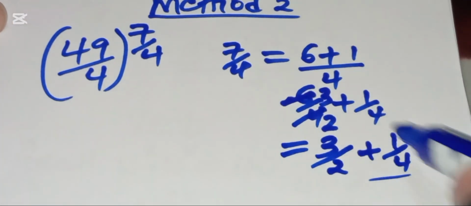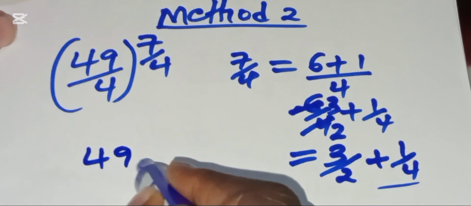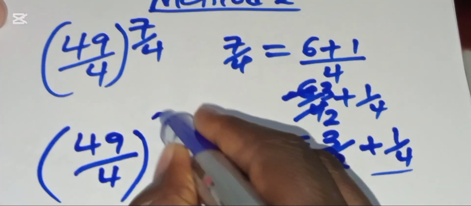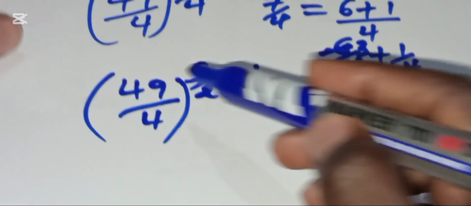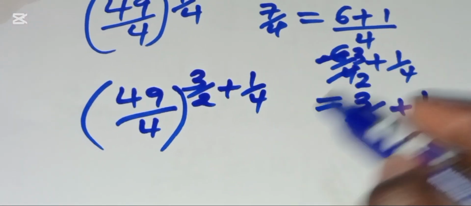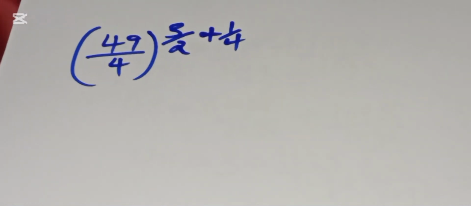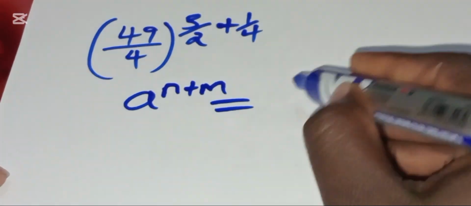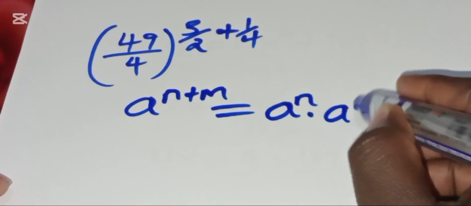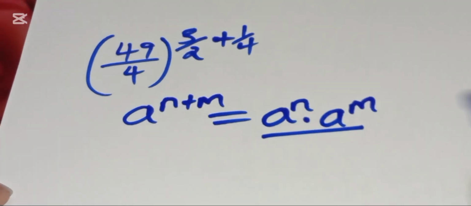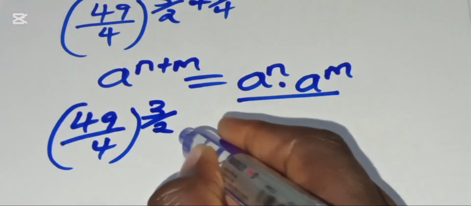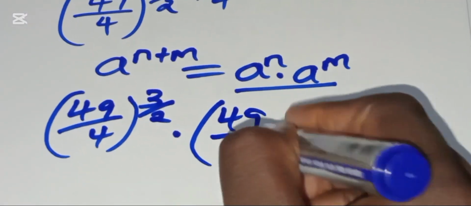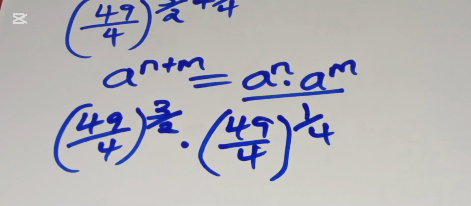Okay, so let's substitute this power back into our equation. We're going to have 49 divided by 4 raised to power 3 over 2 plus 1 over 4. This is in the form of a raised to power n plus m. This can be expressed as a raised to power n multiplied by a raised to power m. Let's apply this property, so we're going to have 49 divided by 4 raised to power 3 over 2 multiplied by 49 divided by 4 raised to power 1 over 4. I hope you can see this.